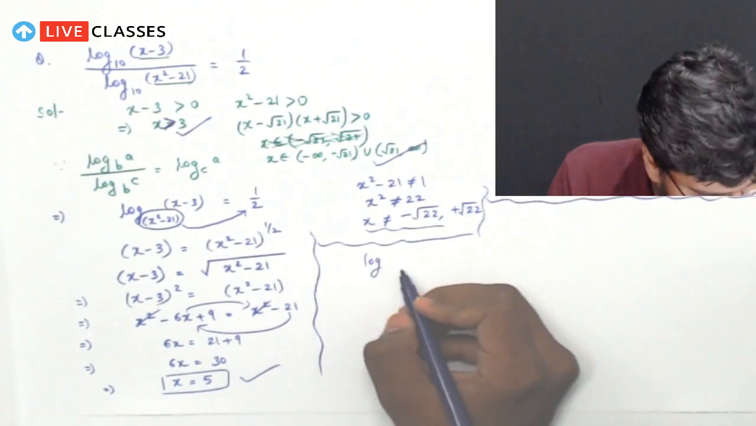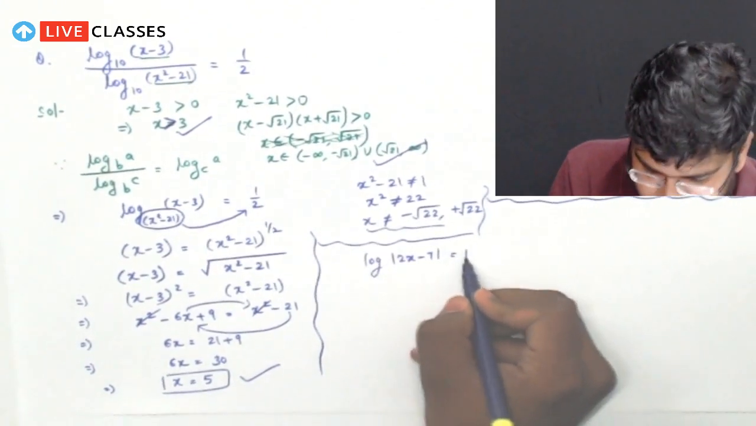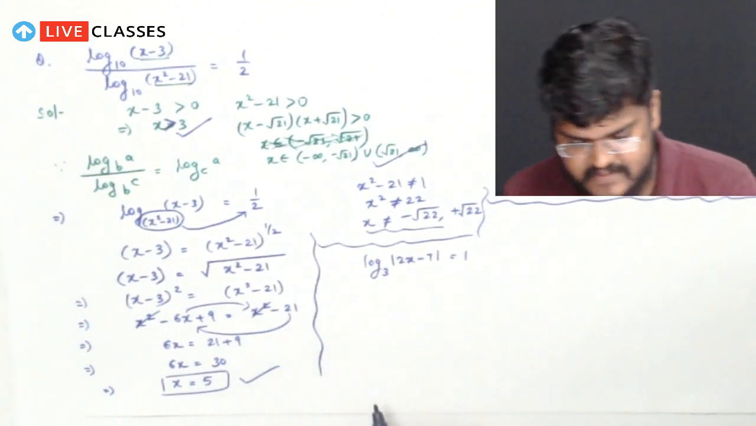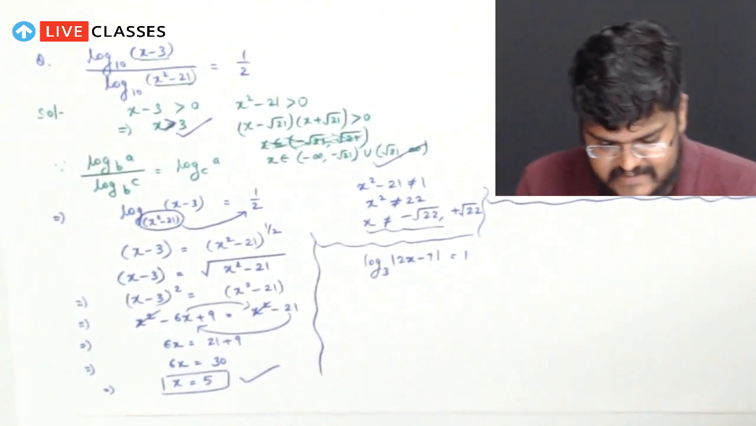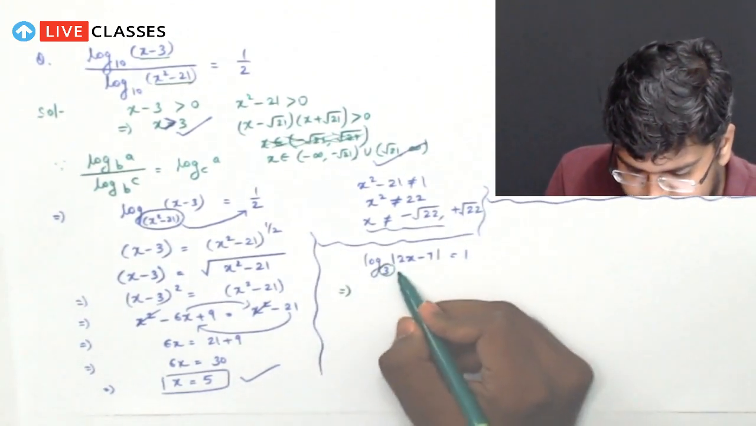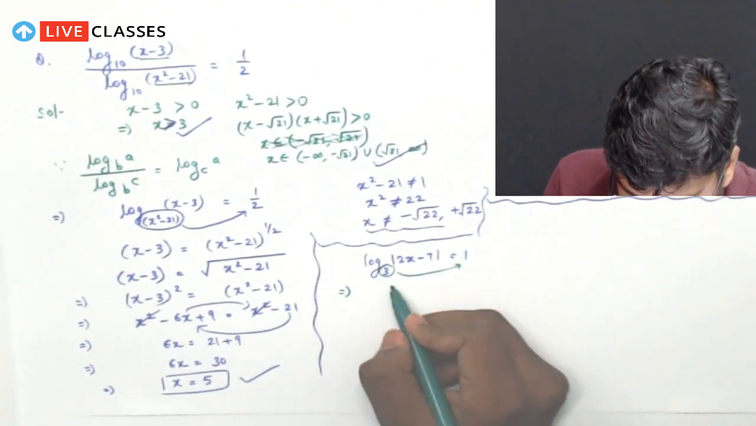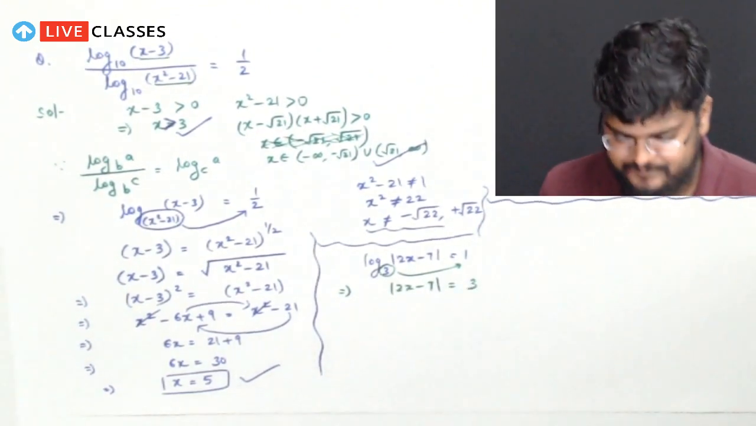The question is log of mod of 2x minus 7 is equal to 1 and the base of the logarithm is 3. So guys, the first thing that you have to do in these kinds of questions is make sure that you are simplifying it in terms of the exponential function. So this would make your mod of 2x minus 7 equal to 3.